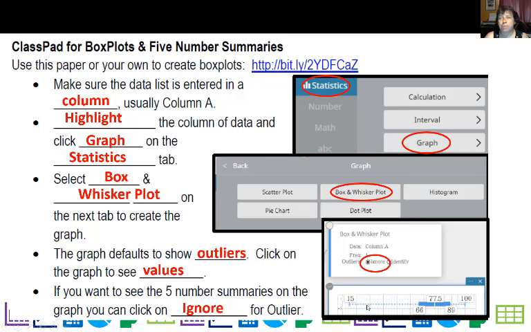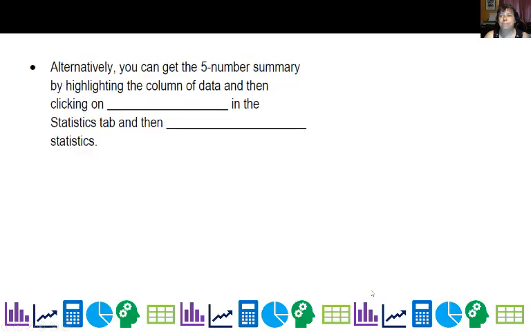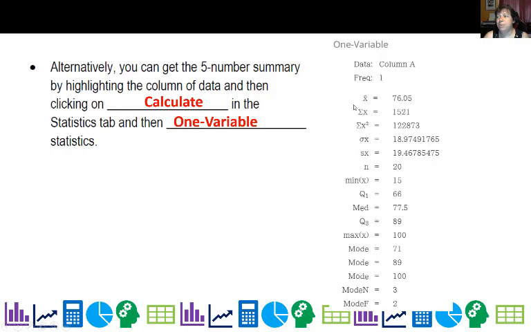Otherwise, I would have the impression again that a lot of people scored really low, when in reality, we know most people scored 60 or higher, almost everyone, except for this one person who scored a 15, which is clearly an outlier. Now, you can also get your 5-number summary by just highlighting the column of data and then clicking on Calculate and one variable stats like we've been doing in the other lessons. So you'll get this report just like before, and you can find the 5-number summary. They're listed in order in the report: min, Q1, median, Q3, and the max.